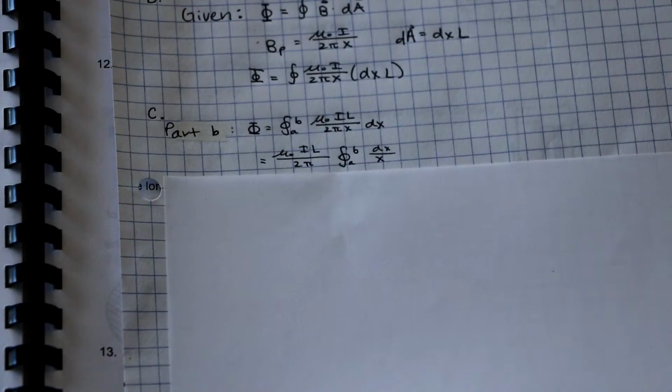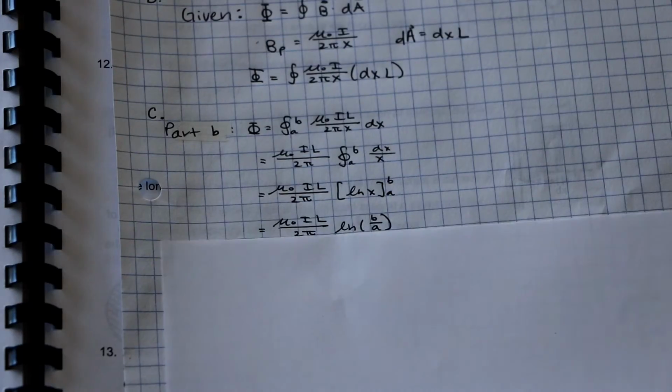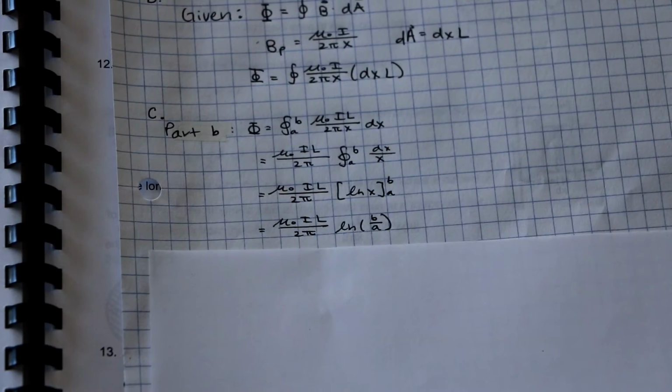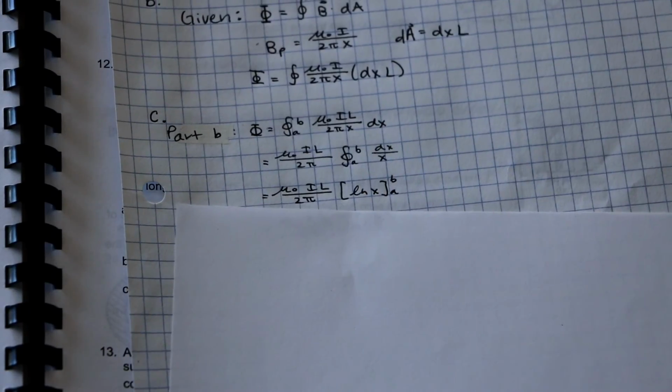So we just integrate from A to B, and if you pull all your constants out front, you get mu times I times L over 2 pi, integral from A to B of dx over x, and this is the easy part. You just have all your constants times ln x from A to B, and that gives you mu times I times L over 2 pi times ln of B over A, because ln of B minus ln of A equals ln of B over A.